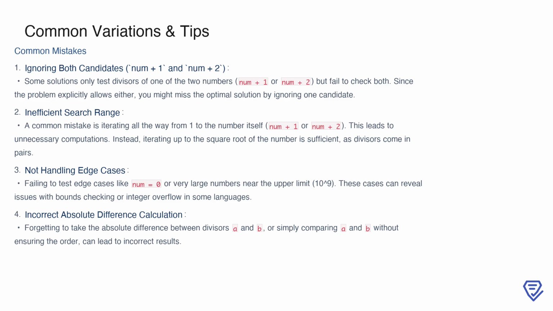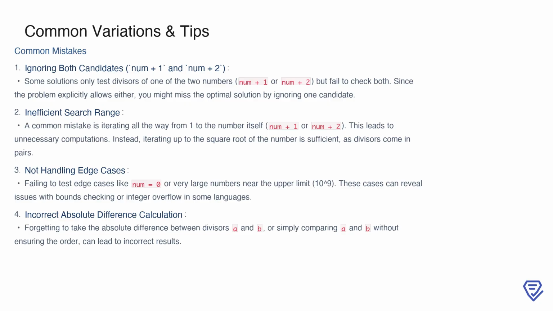Next, an inefficient search range is another frequent issue. Some solutions mistakenly iterate all the way from 1 to the number itself, which is unnecessary. By iterating only up to the square root of the number, you can significantly reduce computations, as divisors always come in pairs.